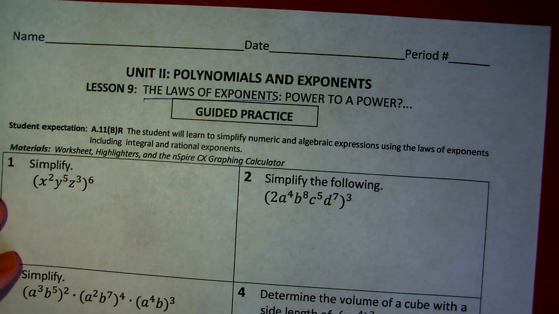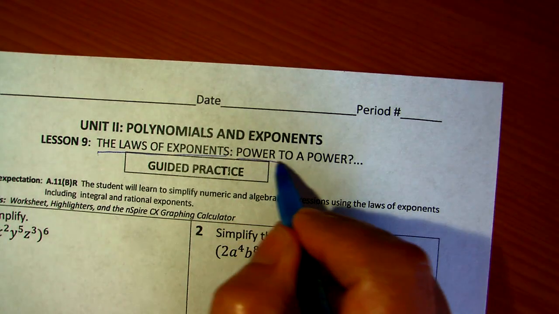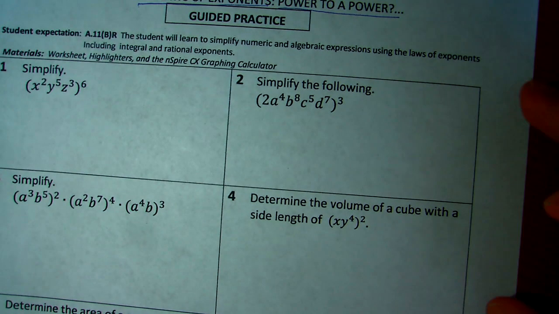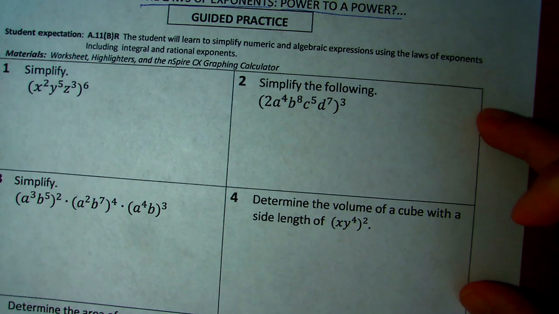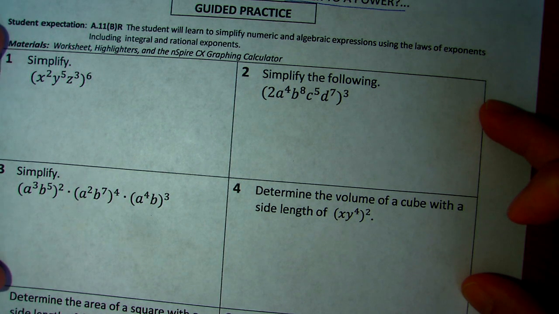Okay, so we're going to use power to a power. So again, to keep it simple, it's just 4 exercises. So that's why this assignment is going to be due today. It's okay if you turn it in tomorrow. It really doesn't matter. But just try to be on time, okay?